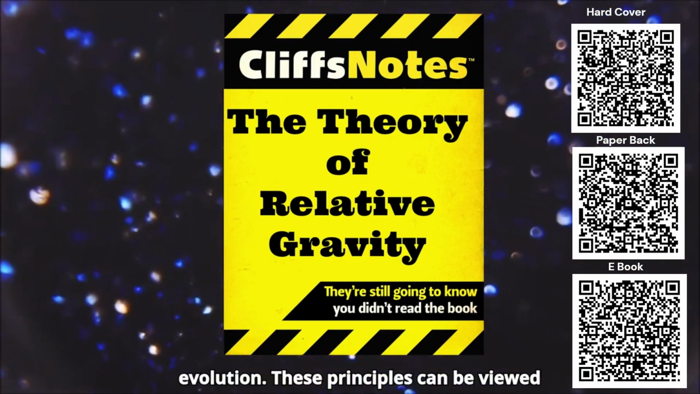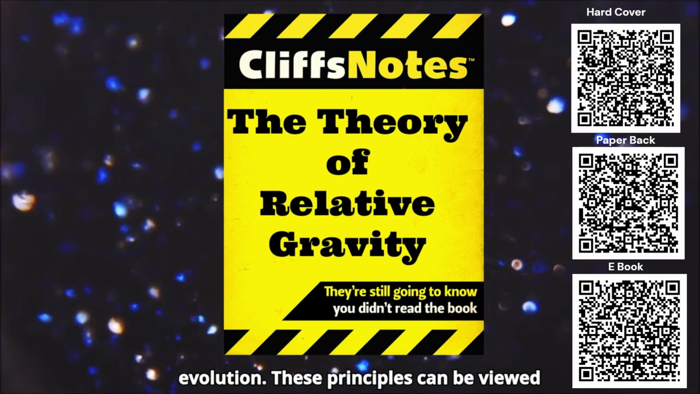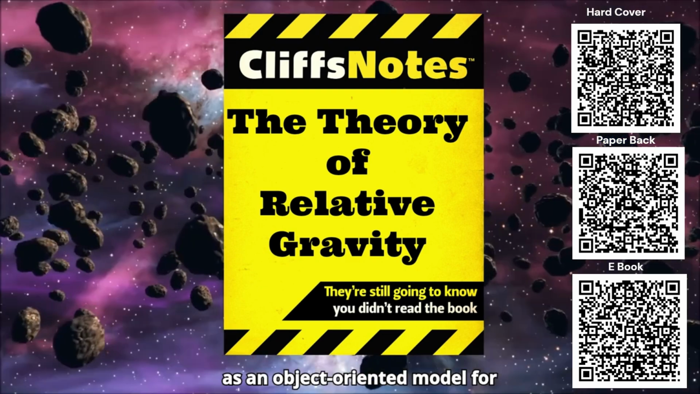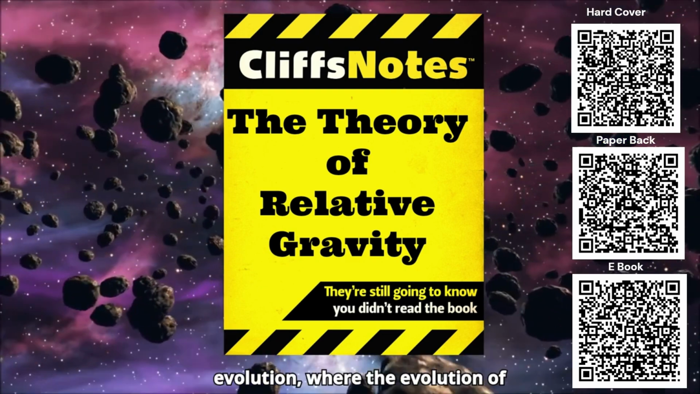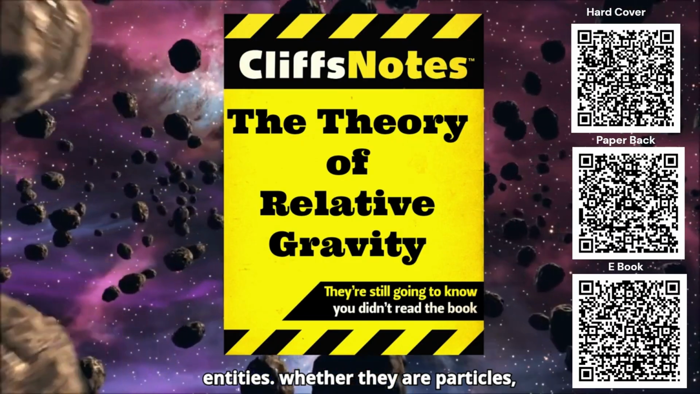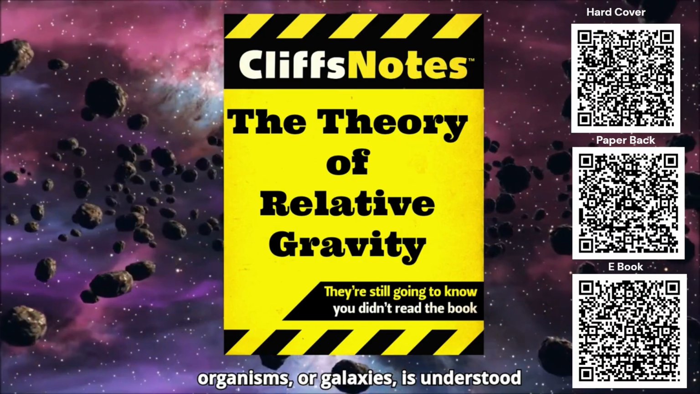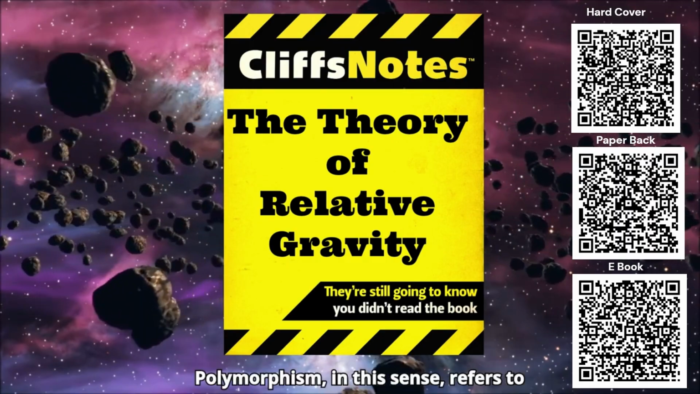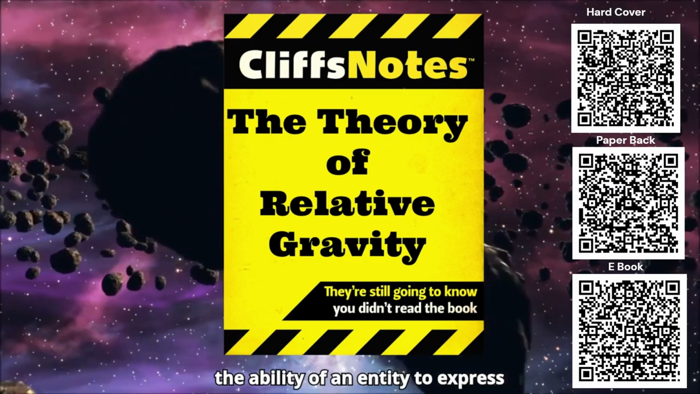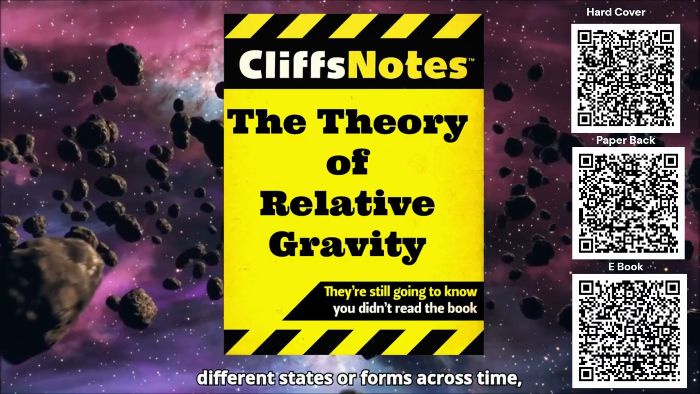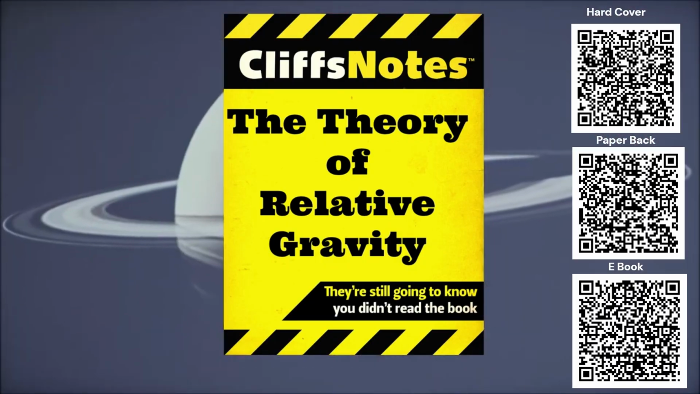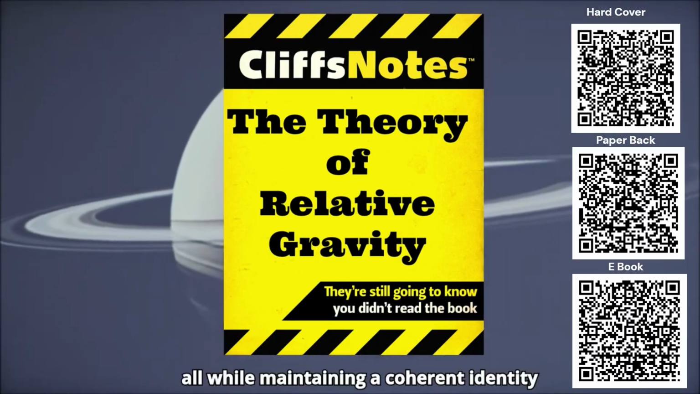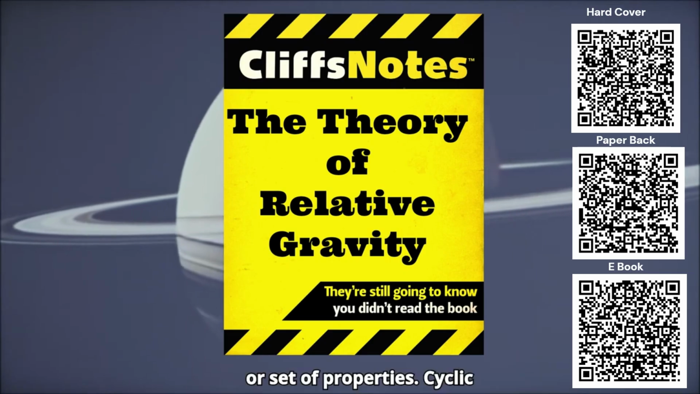Application of principles in evolution. These principles can be viewed as an object-oriented model for evolution, where the evolution of entities, whether they are particles, organisms, or galaxies, is understood through the lens of polymorphism. Polymorphism, in this sense, refers to the ability of an entity to express different states or forms across time, all while maintaining a coherent identity or set of properties.